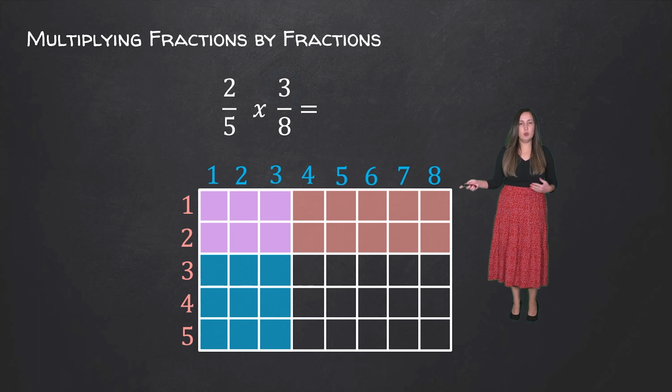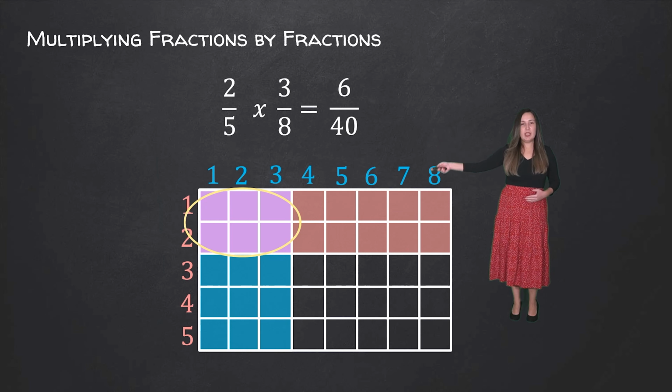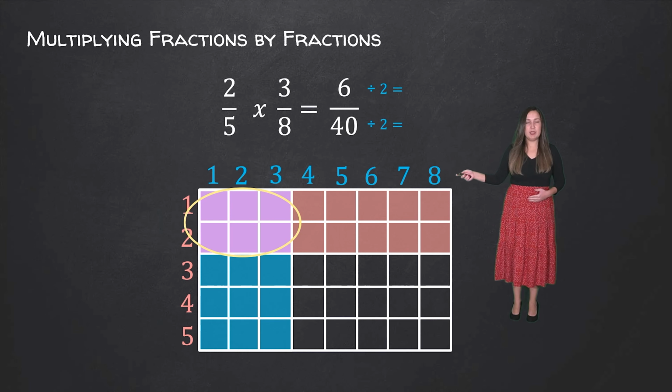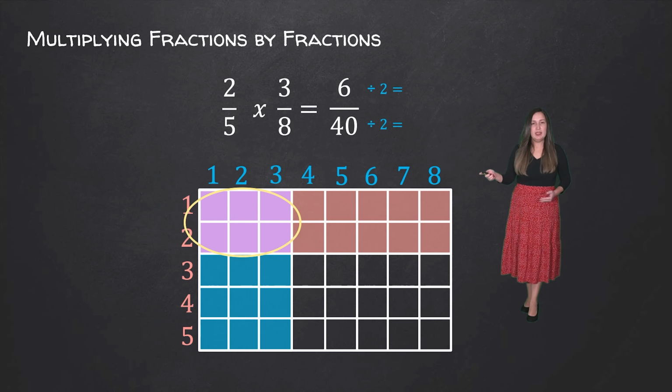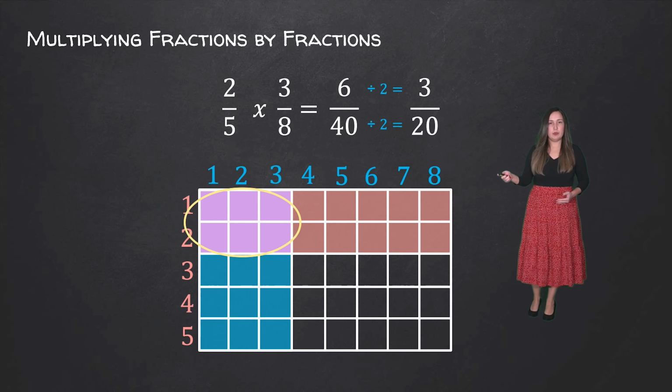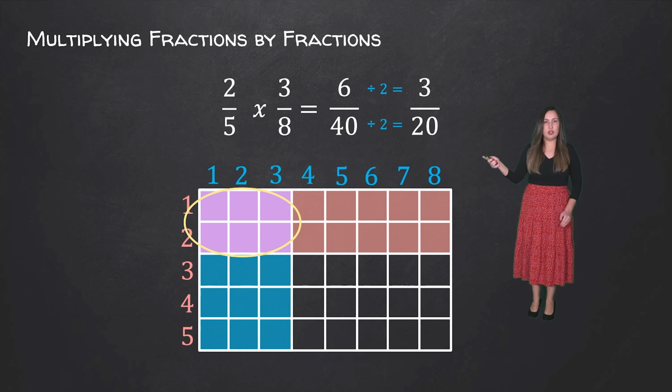And in purple, we could see where our shading intersects. So it intersects at 6 pieces, so that's why 6 is our numerator. And we have a total of 40 pieces here, so that's why that's our denominator. And 6 over 40 can be simplified if we divide both the numerator and the denominator by 2. 6 divided by 2 is equal to 3, and 40 divided by 2 is equal to 20. So 2 over 5 times 3 over 8 is equal to 3 over 20.